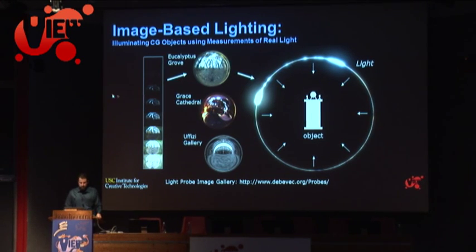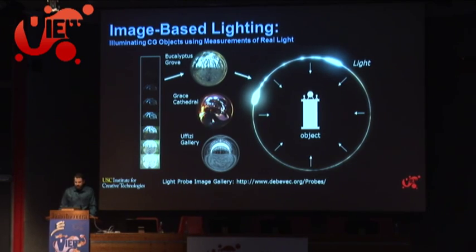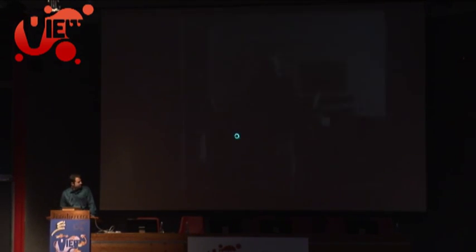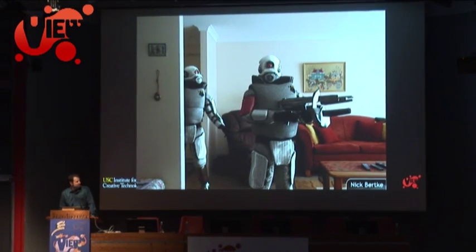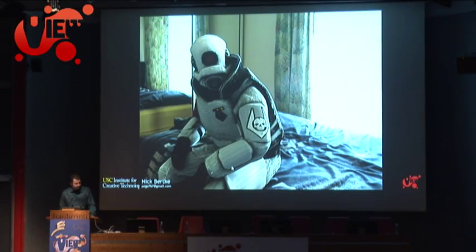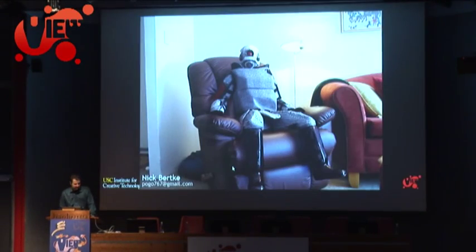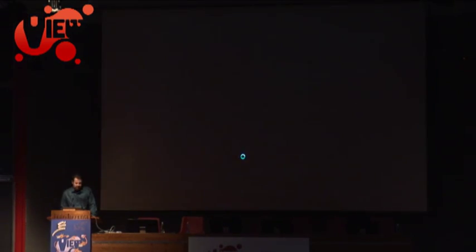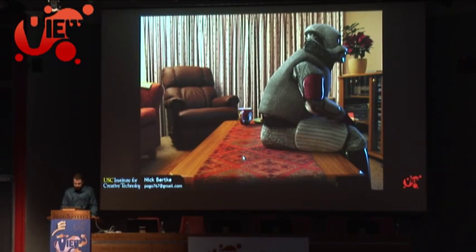And these are some of the light probe images that you can find on the website here. When Nick Burtke made his renderings, this is how they came out. Here are some characters from Half-Life 2 visiting him at his parents' house. They're coming in the door here, making themselves comfortable on the bed, checking out the chair, and eventually staying late and watching some television.